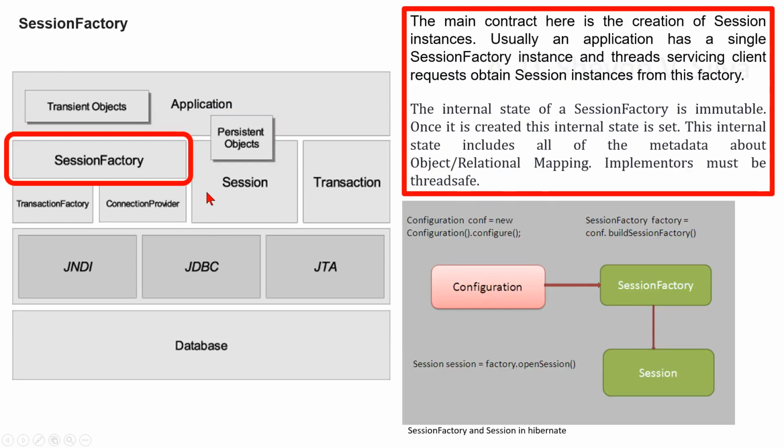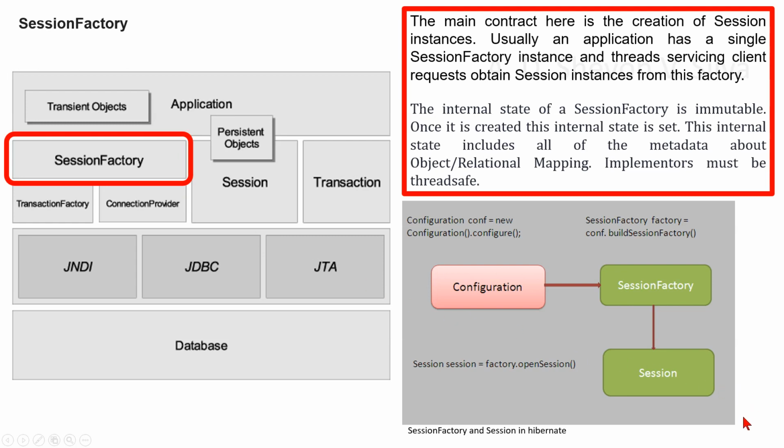Now we are focusing on SessionFactory. The main contract here is the creation of session instances. Usually an application has a single SessionFactory instance, and threads servicing client requests obtain session instances from this factory. The internal state of a SessionFactory is immutable. Once it is created, this internal state is set. This internal state includes all of the metadata about object relational mapping. Implementers must be thread safe.